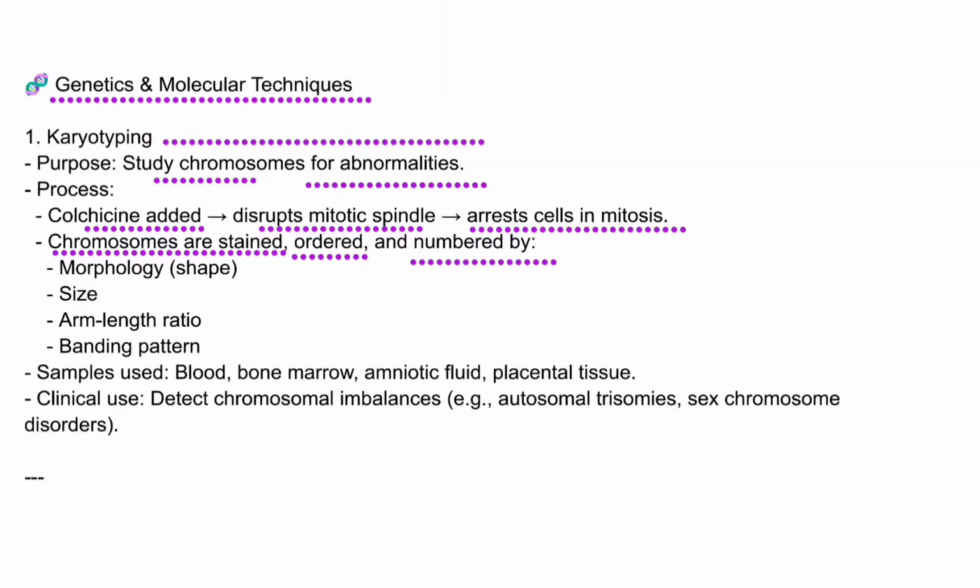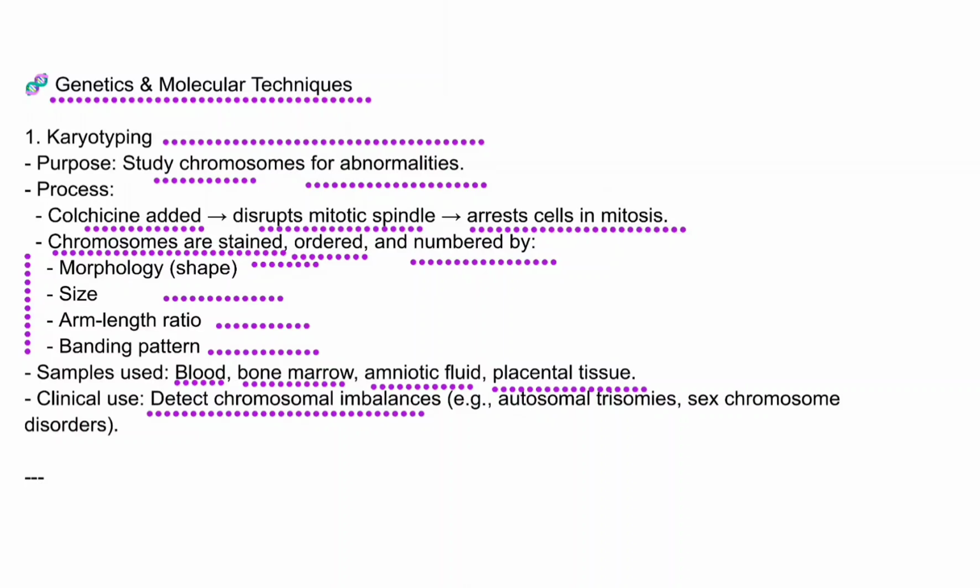So these are ordered by morphology, size, arm length ratio, and banding pattern. Karyotyping is basically used on blood, bone marrow, amniotic fluid, and placental tissue. For these samples we use karyotyping to study chromosomal abnormalities. Clinical uses of karyotyping are: it detects chromosomal imbalances, for example autosomal trisomies and sex chromosome disorders.